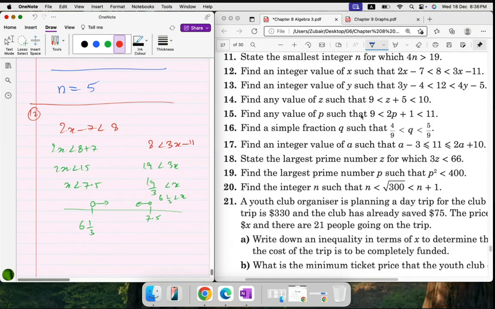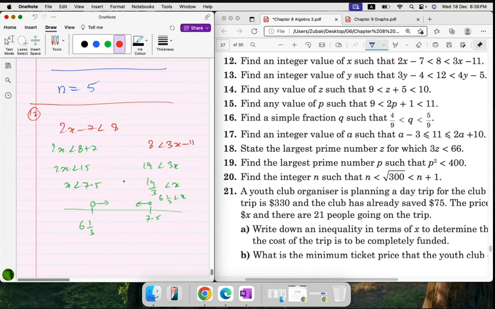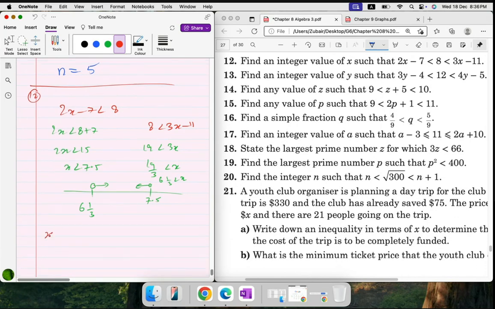What is the number? Integer number between these two. Integer number, let's write 6. No, no, let's write 7. Yeah, 7. Correct.